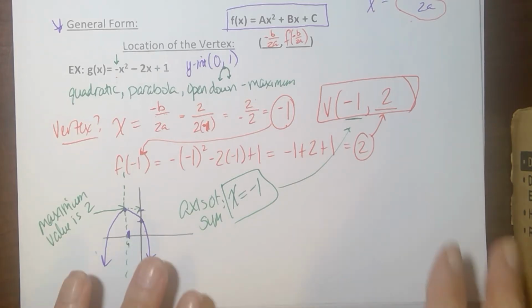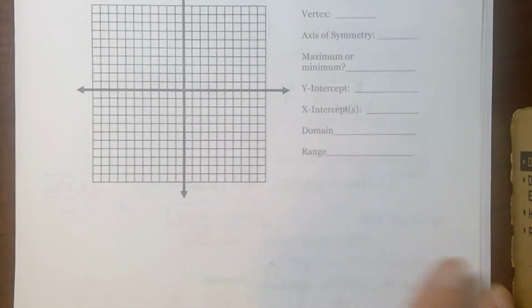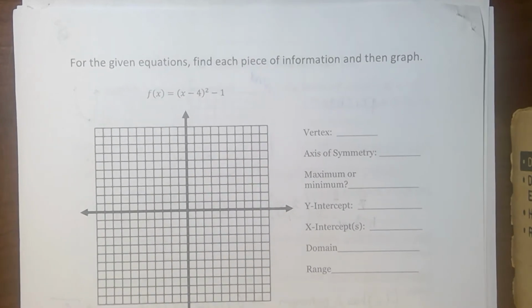All right, let's look at the next page. Again, most of this is review. We've learned maybe a couple of new things so far today, and we're going to continue with some practice problems. For the given equations, find each piece of information and then graph.